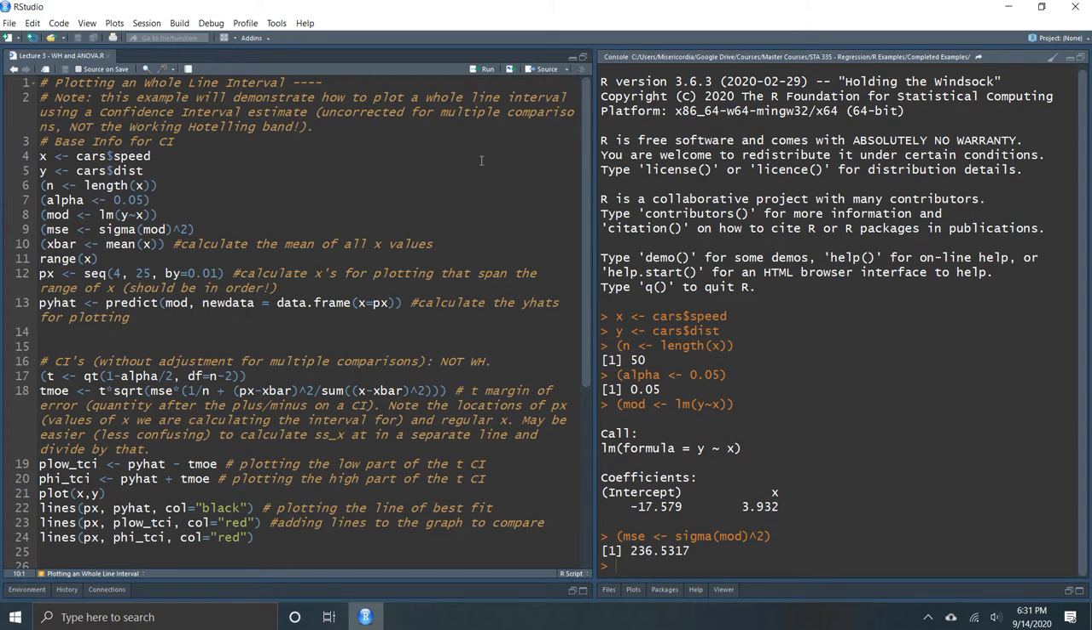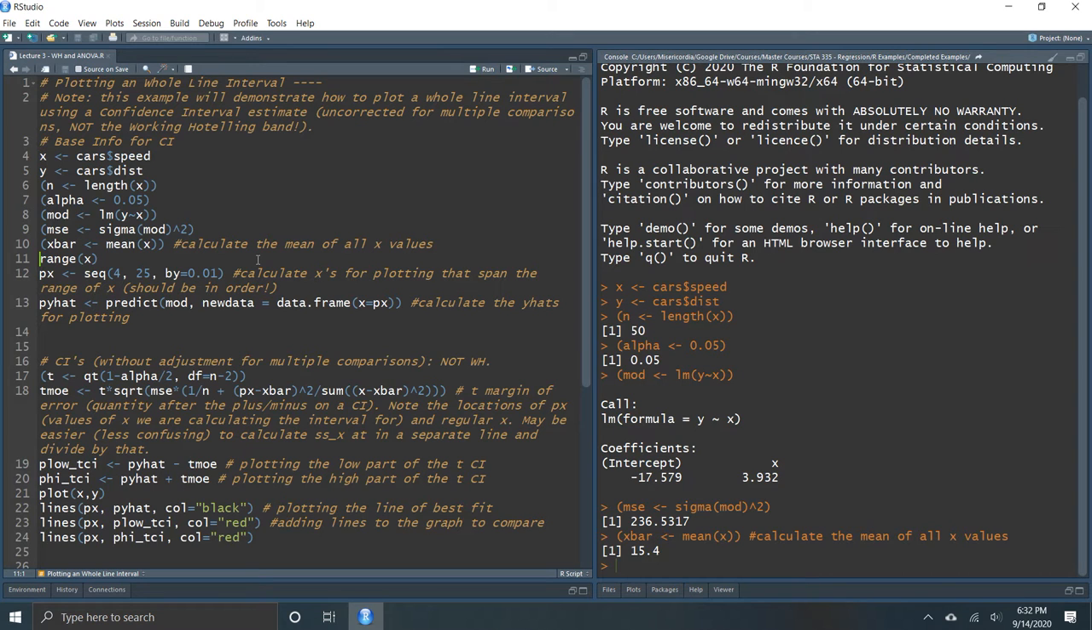So I'm going to need the MSE to create the confidence interval. Note that I can get the MSE from a fit model by taking sigma of the model and then doing sigma of the model squared. So sigma of the model is the square root of the MSE. If I square it, then that gives me the MSE. And then I'll use x bar. It's just the mean of x.